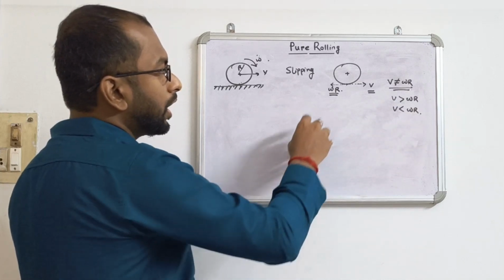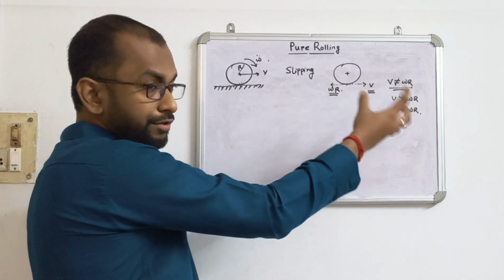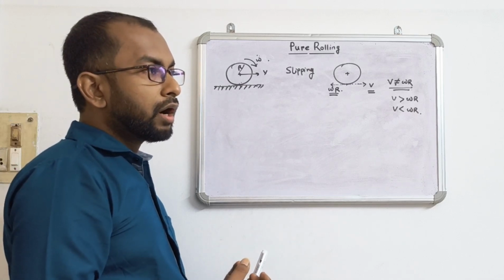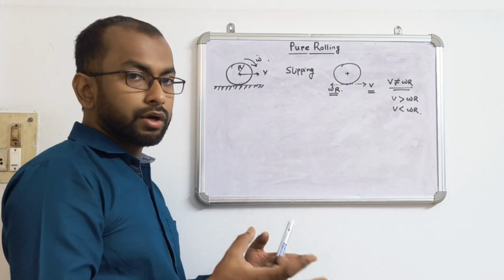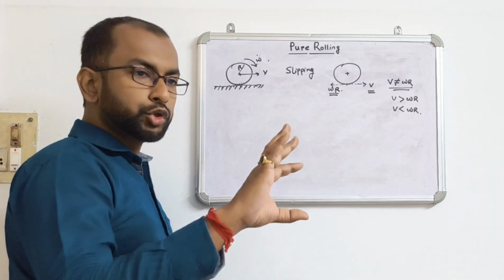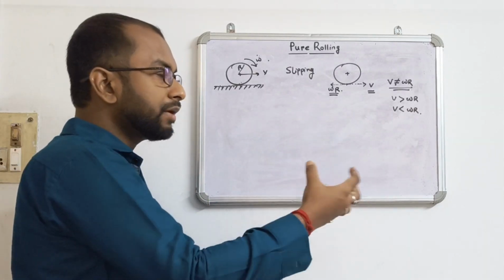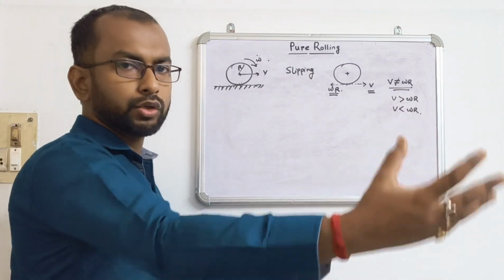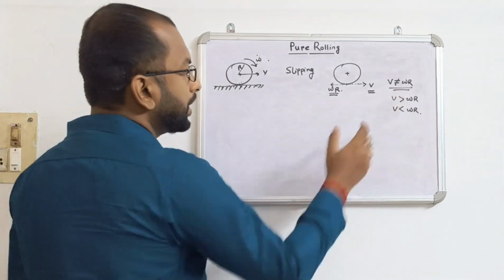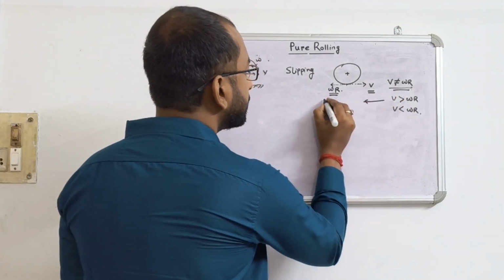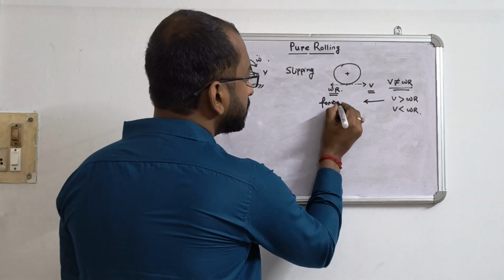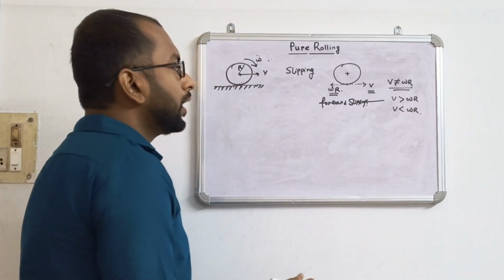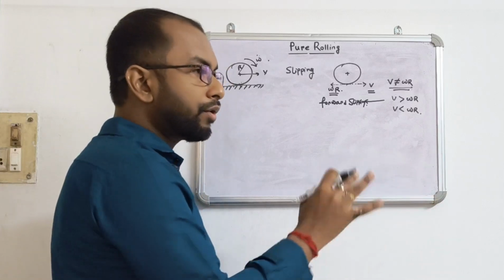If v is greater than omega r, this body will move with higher velocity than the value of omega into r. You can think of the example of when a brake is applied suddenly on a car. What happens? The wheel stops rotating, but it has some velocity in the forward direction. So what will happen? It will skid over the road. That is called forward slipping. If v is less than omega r, that is called backward slipping.